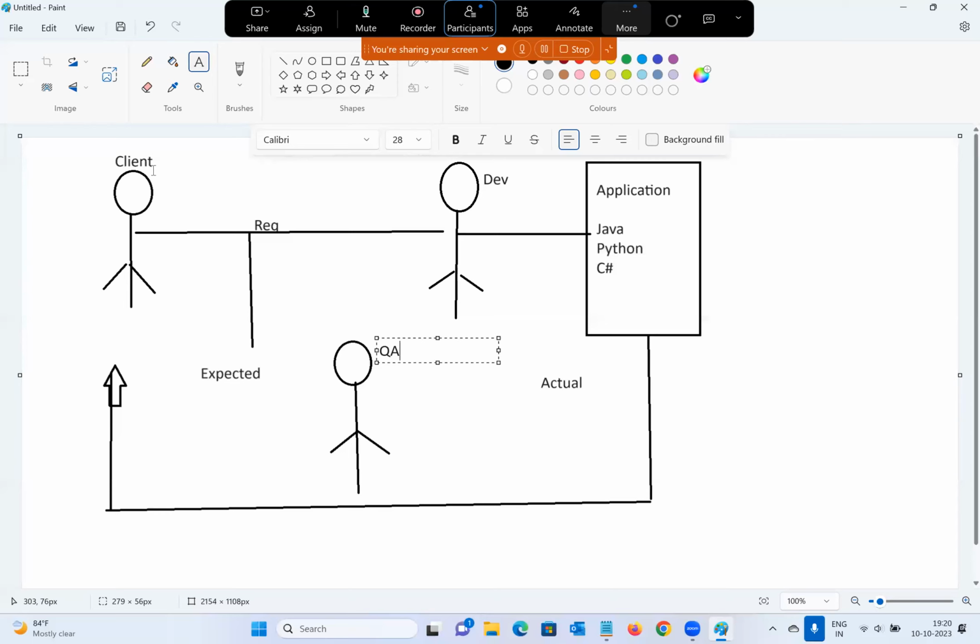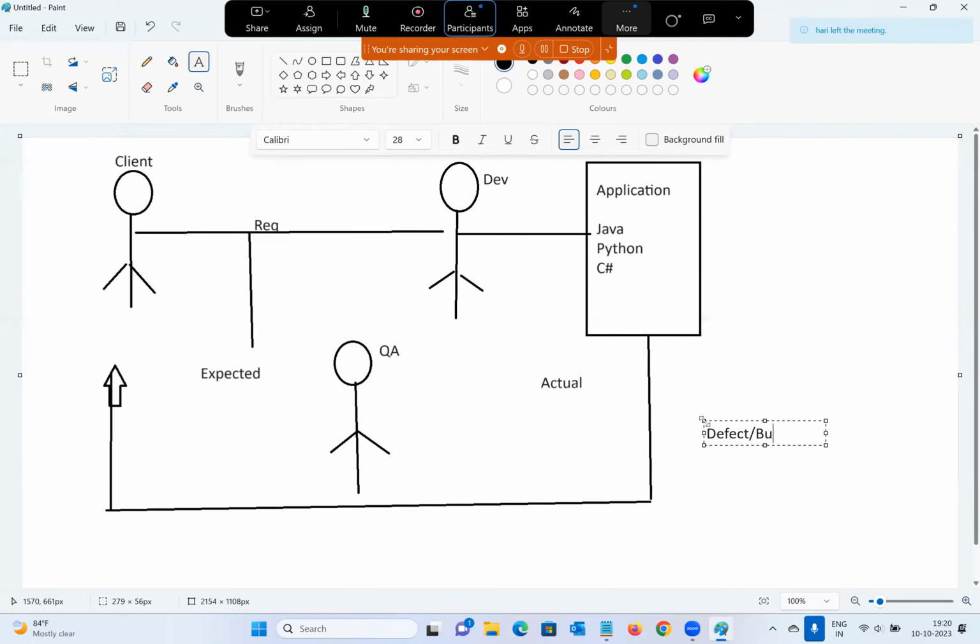As a testing engineer, we have to compare whether the expected value is equal to the actual value or not. What is expected? What is actual? Before developing the application, the client requirement is called expected. Based on that, the final result is called actual. If the expected value equals the actual value, both are equal. If the expected value does not equal the actual value, it is called a defect, also called a bug.